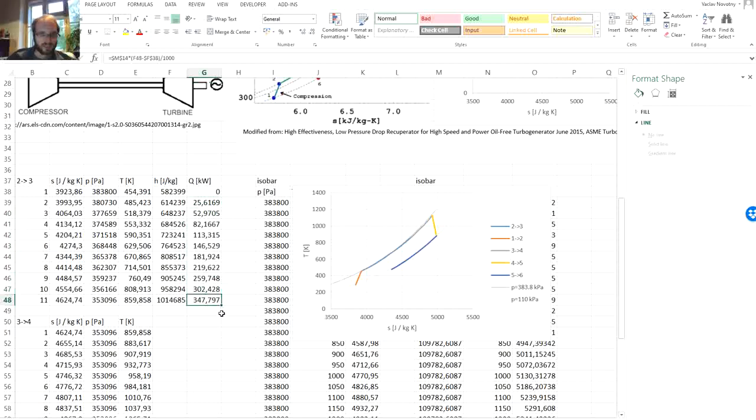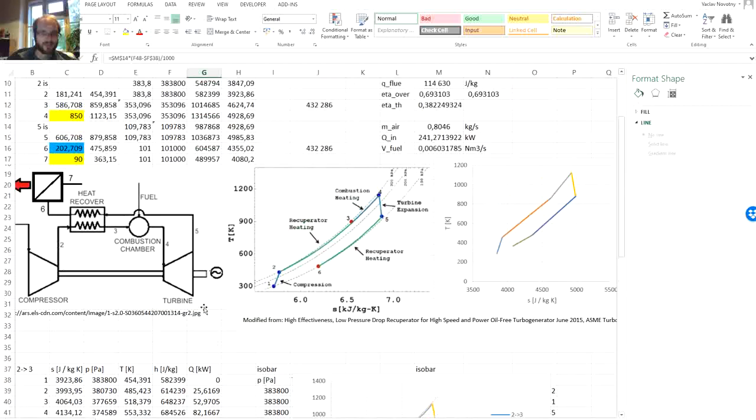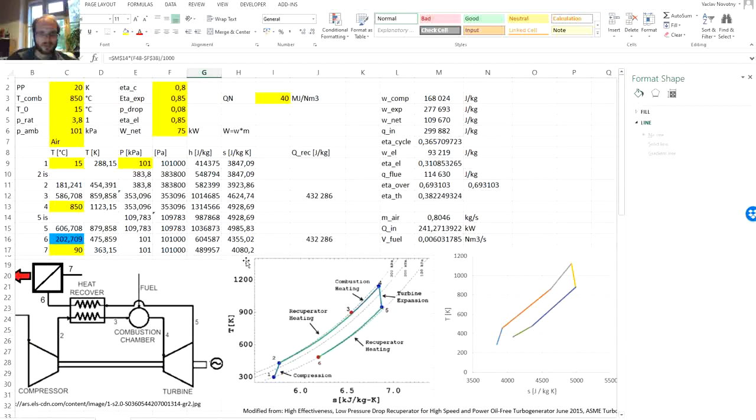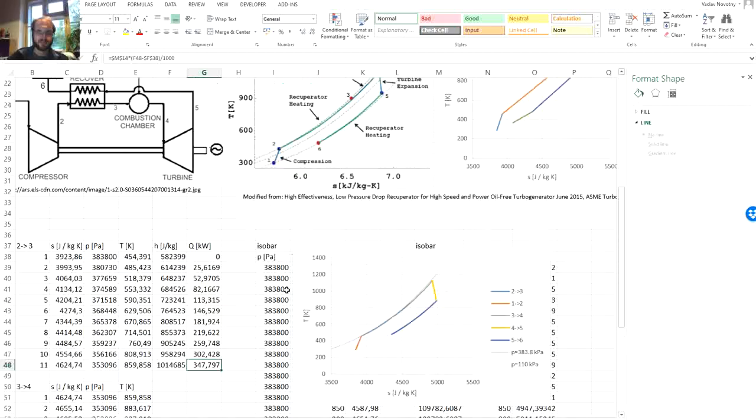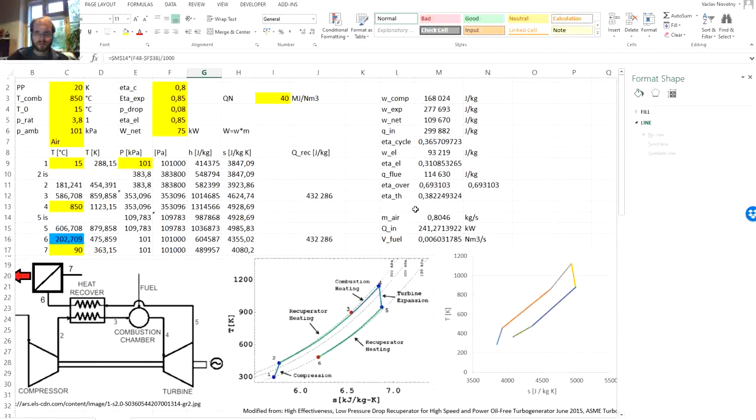And we get the heat transfer 347, almost 348 kilowatts. So you can actually see that within the cycle there is almost 350 kilowatts of heat being recycled, while the heat input into the whole cycle is just 240 kilowatts.